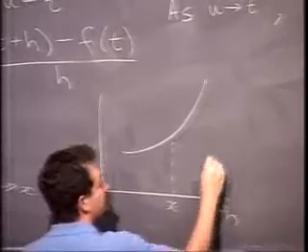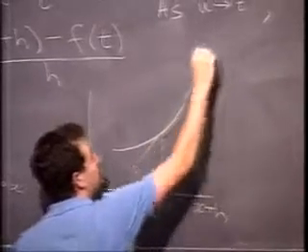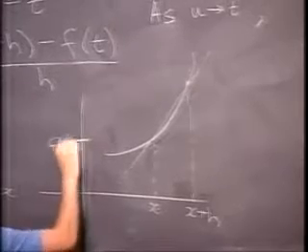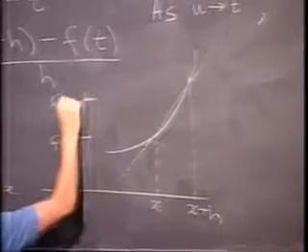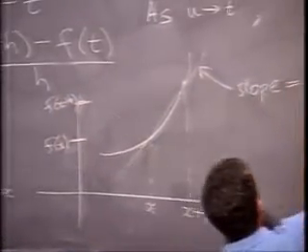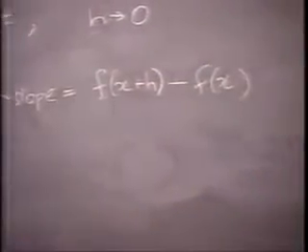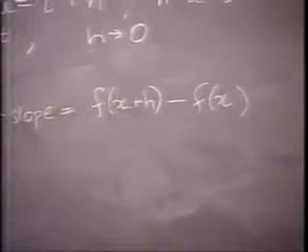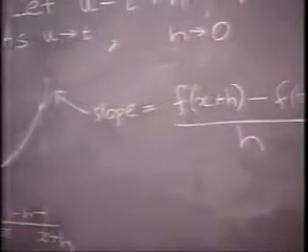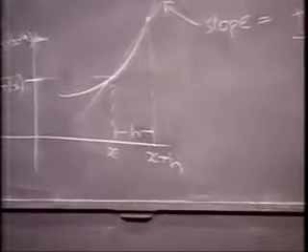If this is x and this is x plus h, I could draw the so-called secant between them. And the slope of it is very easy to calculate. The slope here is the rise over the run. Well, the rise is f of x plus h minus f of x, because I've gone from height f of x up to height f of x plus h. And the run is just h. This is the distance here. So it's pretty similar. The difference is the limit.